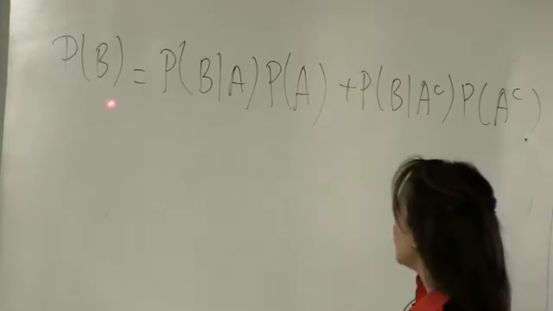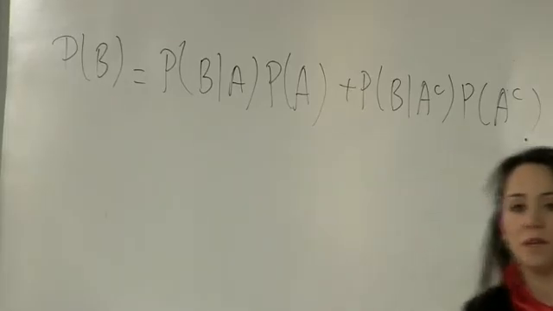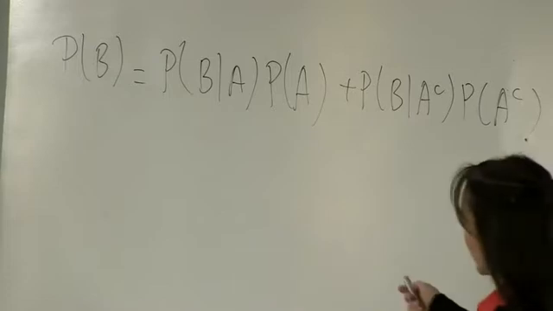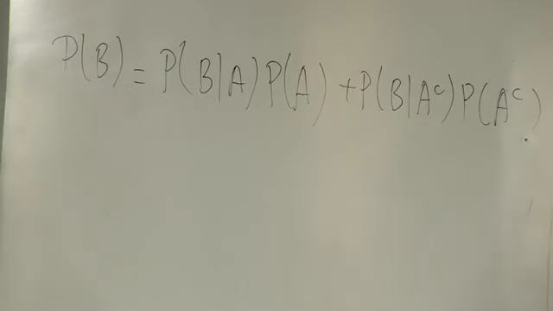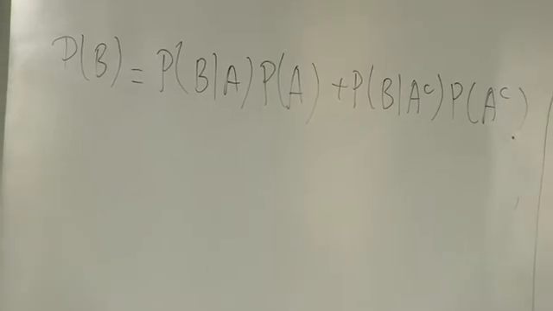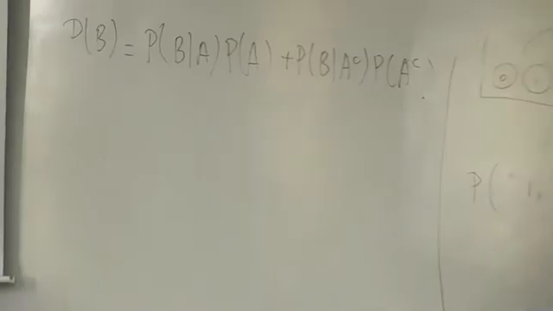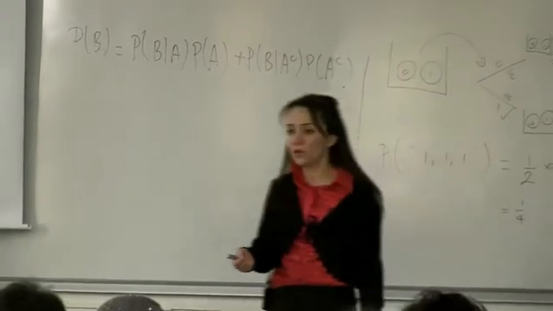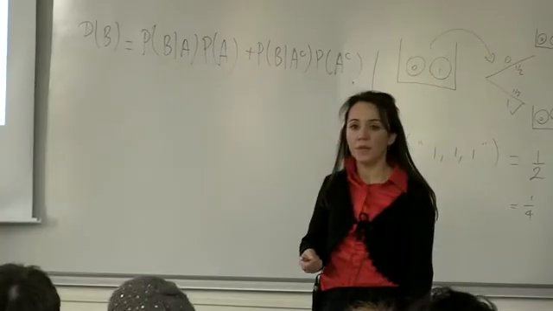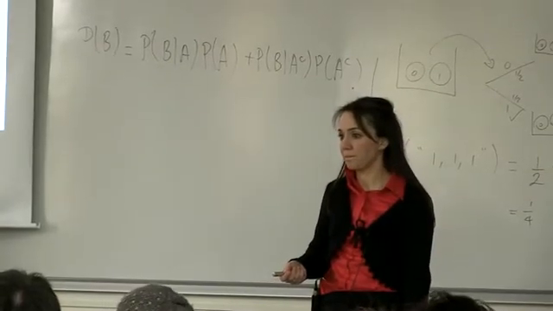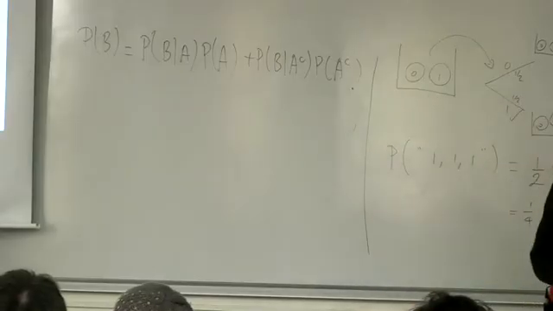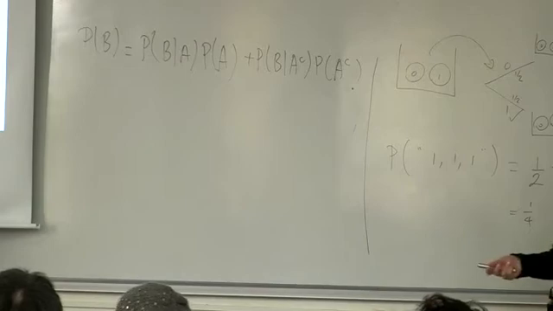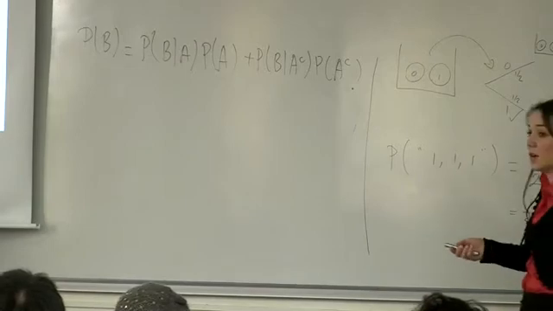Because, for example, I'm trying to compute the probability that I get 2 heads in a sequence of 2 coin tosses. Okay, I can condition on the first toss being heads or tails. The first toss will be either heads or tails. These 2 events are a partition of the sample space, and they're complementary events.